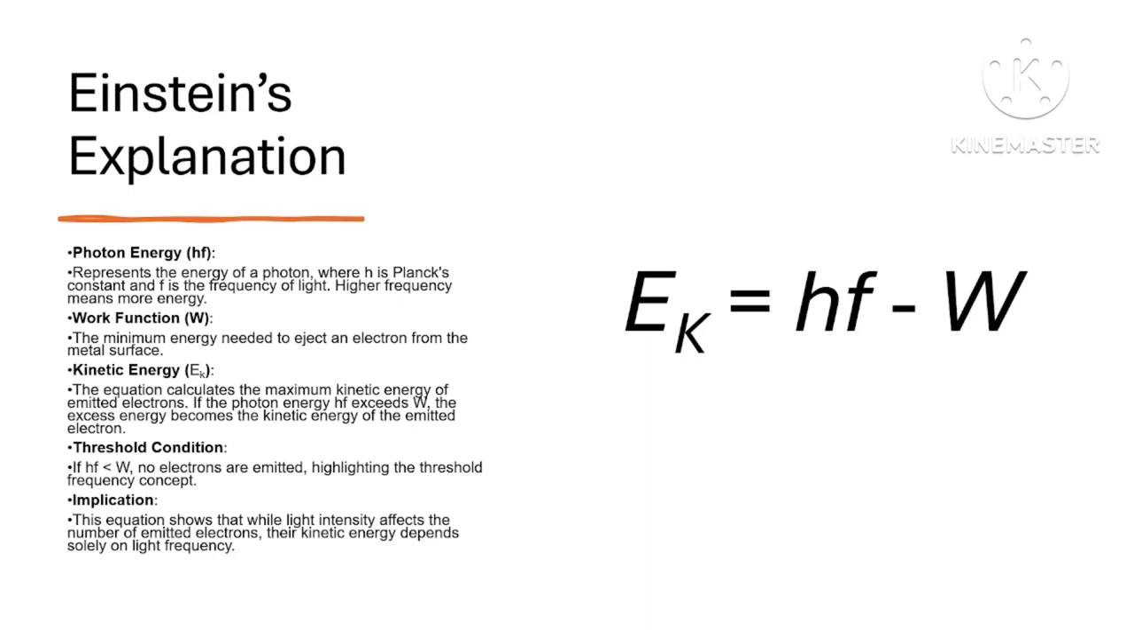Einstein also introduced the equation Ek = hf - W to describe the kinetic energy of an emitted electron. Here, Ek is the maximum kinetic energy of an electron, hf is the energy of the incoming photon, and W is the work function of the metal, which is the minimum energy required to release an electron.